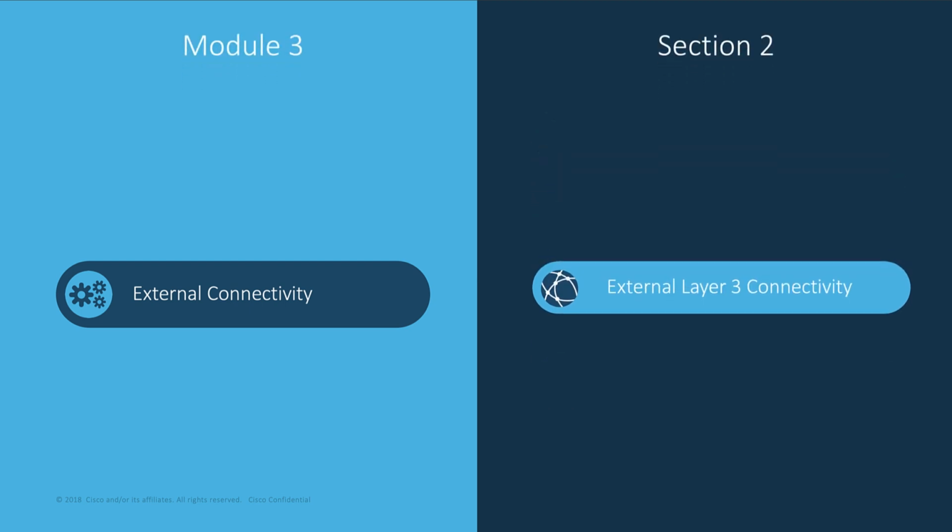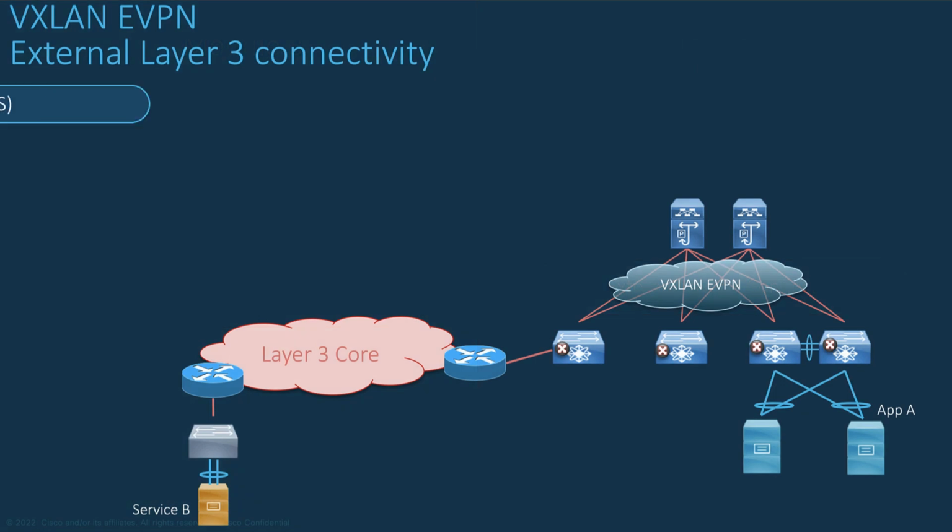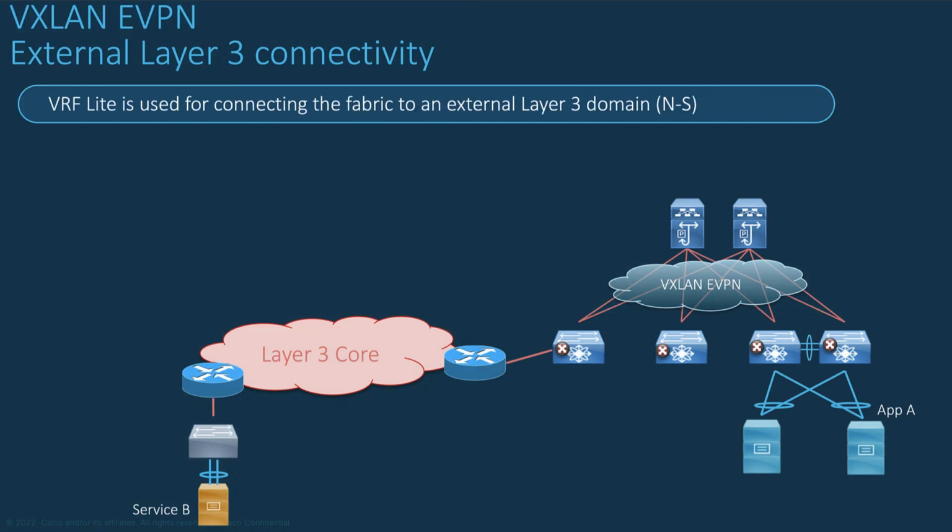The external layer 2 connectivity being covered, let's have a look at how NDFC can help you to extend a layer 3 segment toward an external routed network. While the EVPN multi-site feature provides inter-site connectivity for east-west traffic, VRF-lite handoff is used for connecting a layer 3 segmented network of the fabric to an external layer 3 domain, also known as north-south traffic.